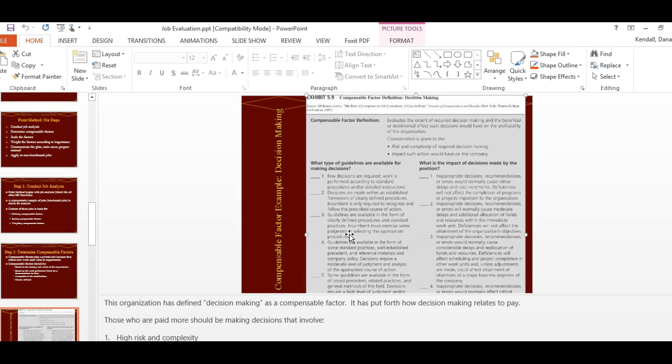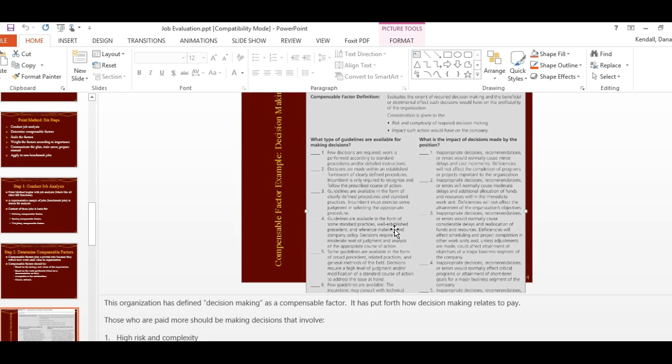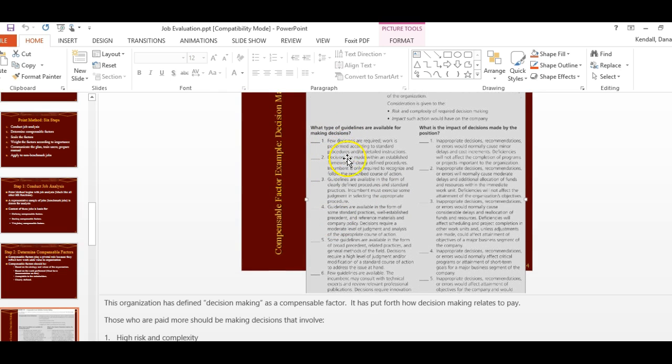So for the first level here, I know this is hard to read, few decisions are required, work is performed according to standard procedures, and basically what that's saying is that really decisions don't have to be made very often. So we're not going to be paying that person very much. Non-complex, right? You just follow the standards.